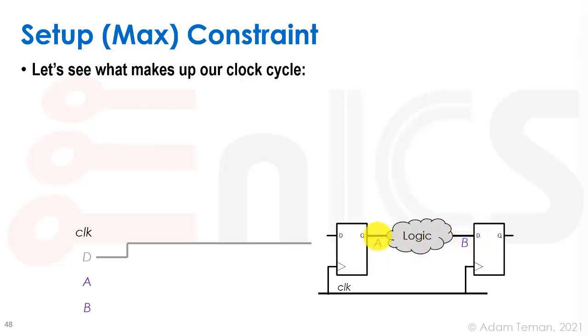By the way, these could be the same flip-flop, because the logic could go around and come back into the same one. But there are many, possibly millions of these types of paths in the design, and we have to do this on each and every one of them. So let's see what happens over here.